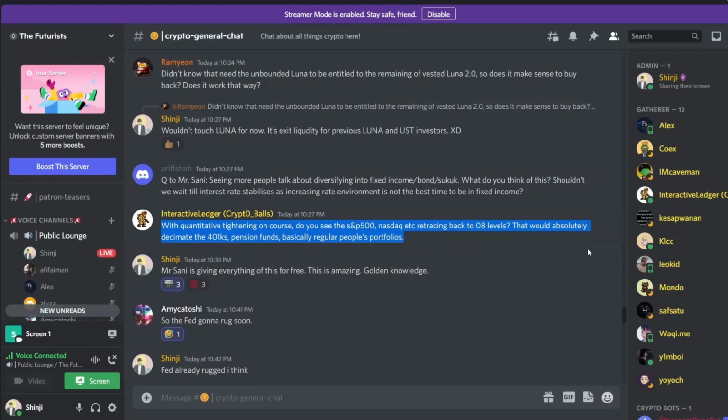With quantitative tightening on course, do you see the S&P and Nasdaq retracing back to 08 levels? It would absolutely decimate them. I do see it moving back to pre-COVID levels, and the pre-COVID level is at 3,004, maybe the 3,000 level. You're right, I doubt the Federal Reserve will allow it to go all the way back to 08 levels, which is super far from where we are today, because it really would have a very bad impact.